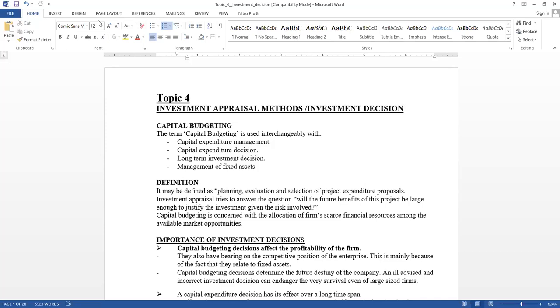Then I'm also going to post notes on financial distress. I don't know whether I posted those notes, financial distress and corporate restructuring. Then also cost of capital. Do you have those notes? No, we don't. So I'm going to post notes on cost of capital, then also financial distress.